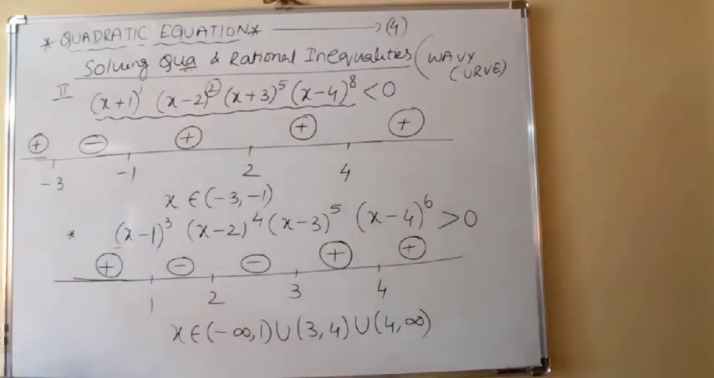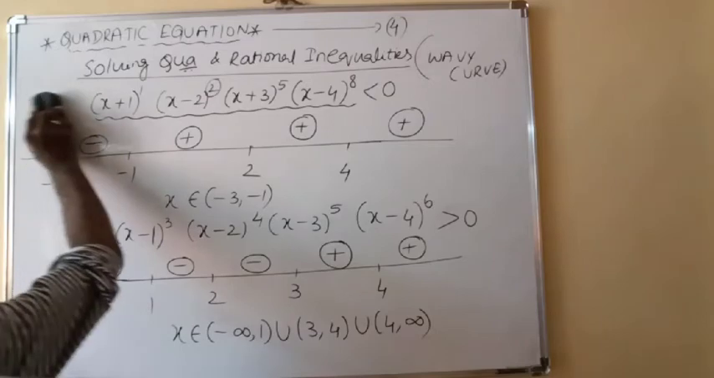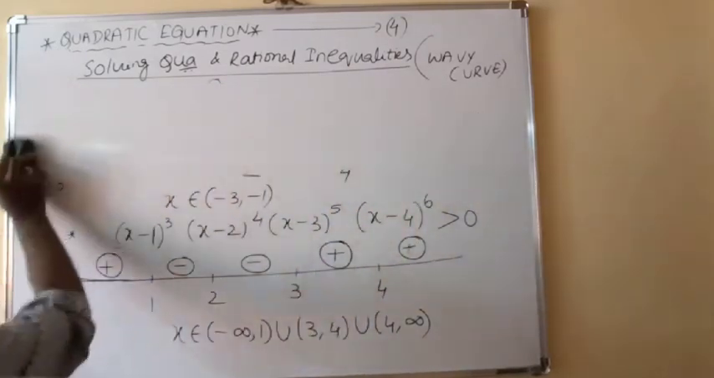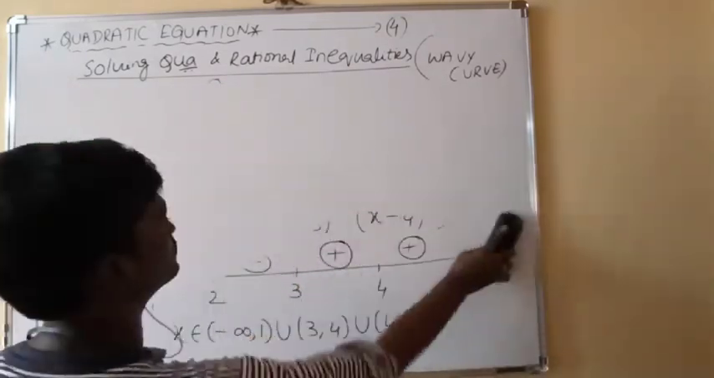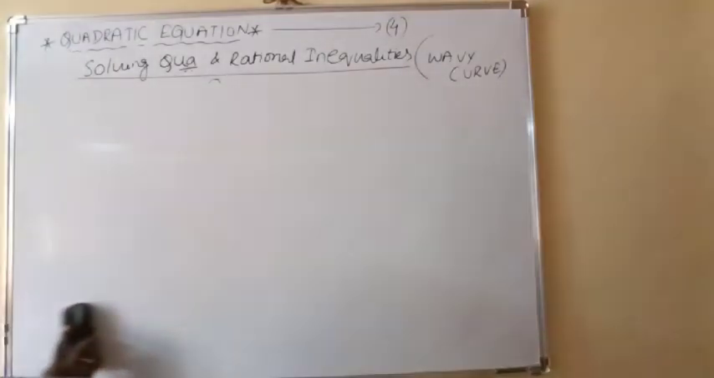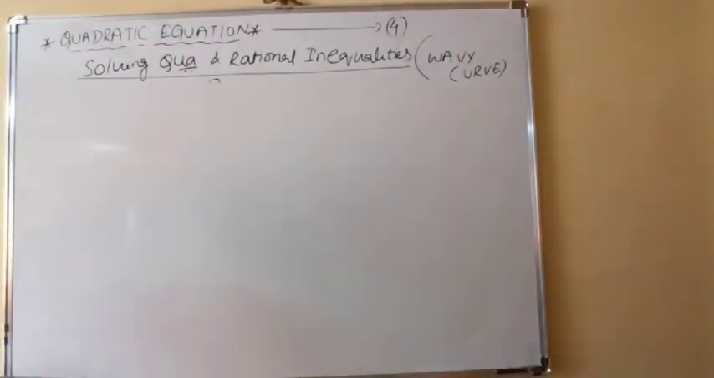Next two. So type 3. Rational inequality. Rational function inequality. So inequalities of type f of x by g of x form.